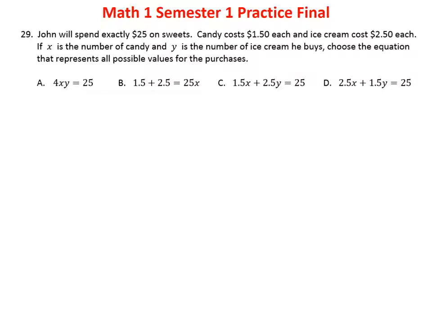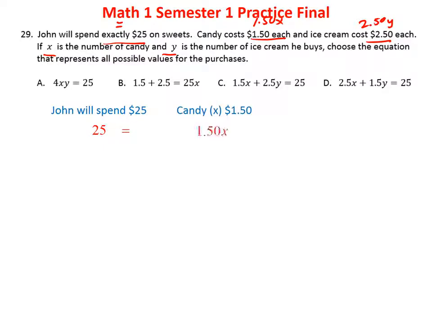Number 29 asks us to set up the equation for the situation. John's going to spend exactly $25. That means that whatever our equation is, it's going to equal 25. It says that candy costs $1.50 each, and candy is x. This is going to be $1.50 times x, whatever he spends. Ice cream is $2.50, and y is the number of ice cream cones. That's going to be $2.50 times y, which is how much I spent on ice cream cones. Okay. He's going to spend $25. That's equal.